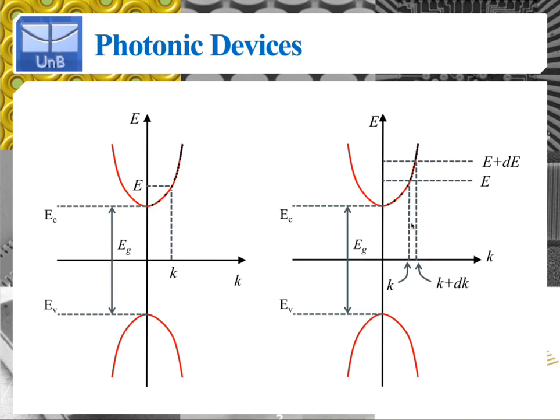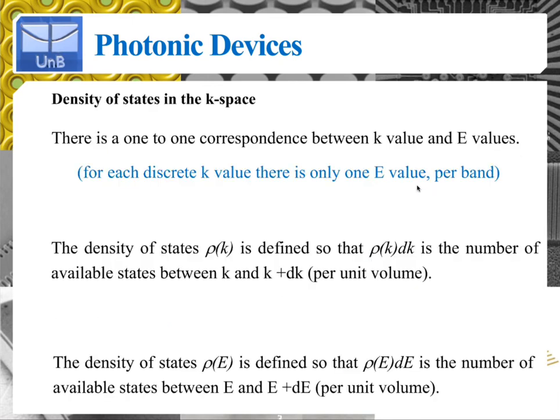So there's a one-to-one correspondence. This is the wave vector value and the energy of the corresponding state. So there's this one-to-one correspondence. We should also recall that the density of states rho of k is defined so that rho of k dk is the number of states available between k and k plus dk per unit volume.